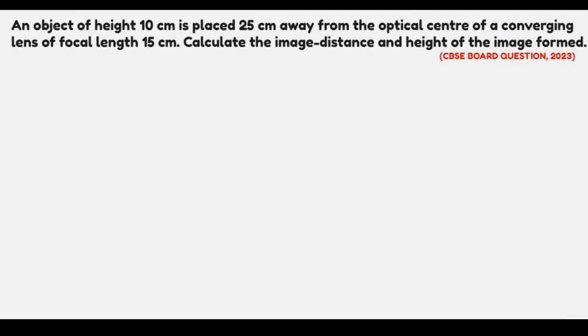So here we have a converging lens. It's given that it's a converging or convex lens whose focal length is 15 cm, and there is an object of height 10 cm placed 25 cm away from the optical center of this lens. We have to find out the image distance and the height of the image. So let's draw the ray diagram first.